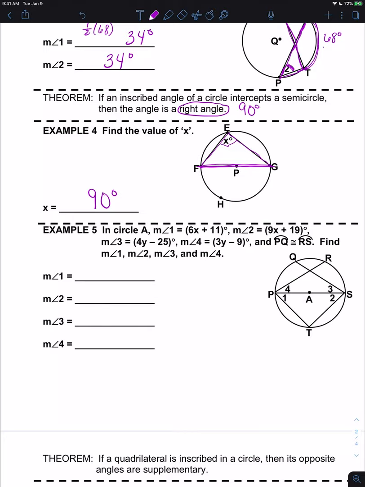Example 5. In circle A, the measure of angle 1 is 6x plus 11. The measure of angle 2 is 9x plus 19. Remember the rule we just had: if it intercepts that semicircle, this is 90 degrees. This creates an entire triangle, so those two have to add up to be 90 degrees.